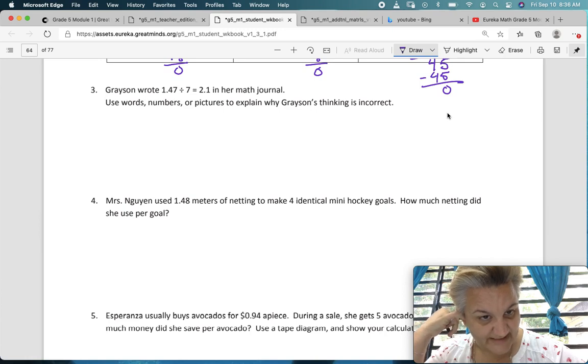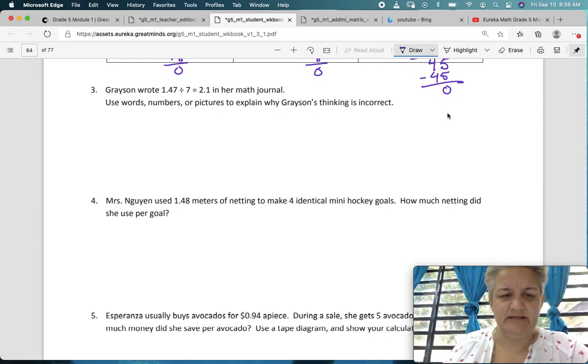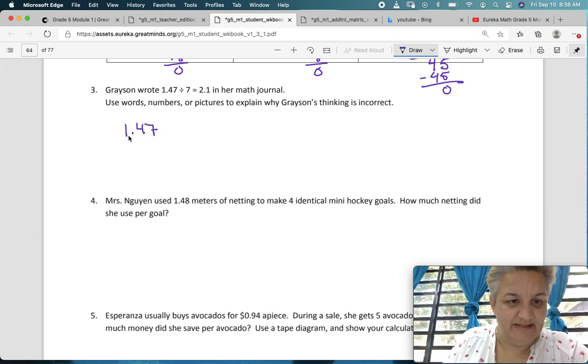Okay. Grayson wrote 1 and 47 hundredths divided by 7 equals 2 and 1/10 in her journal. Ooh. Use words, numbers, or pictures to explain why Grayson's thinking is incorrect. Well, let's see. We can find the answer first, right? 1 and 47 hundredths divided by 7. Well, 7 doesn't go into the ones, so there shouldn't be anything in the ones spot. That's the first problem, right? That would be 0. 0 times 7 is 0.